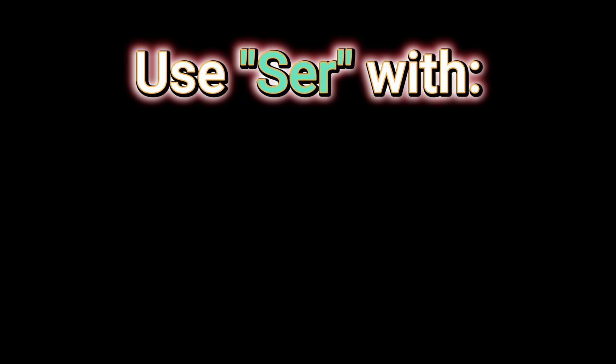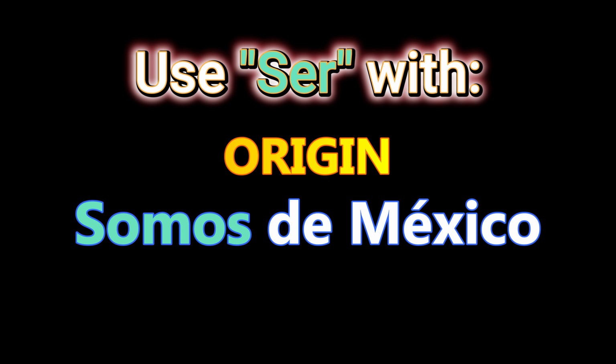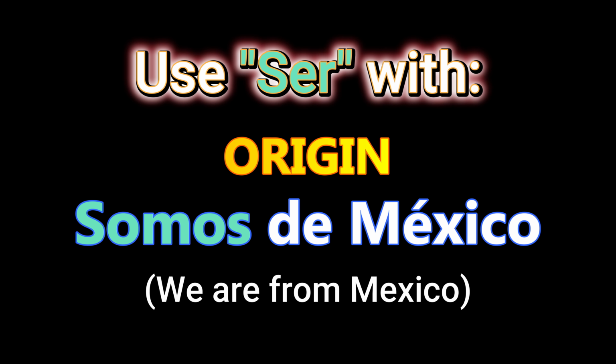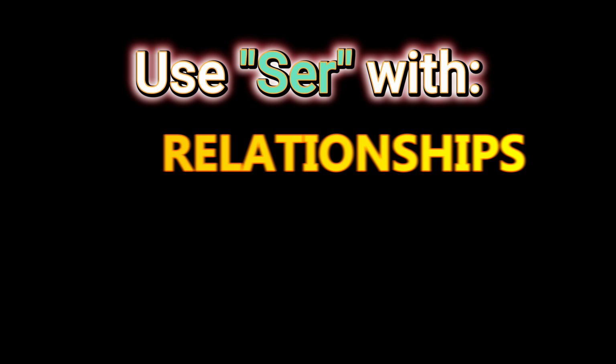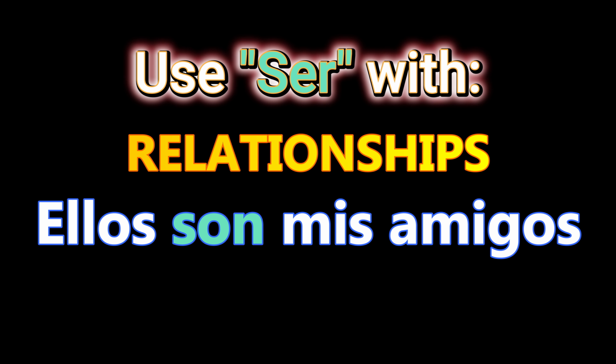Time and date: Hoy es lunes. Today is Monday. Origin: Somos de México. We are from Mexico. Relationships: Ellos son mis amigos. They are my friends. Notice how these examples describe something permanent or unchanging.